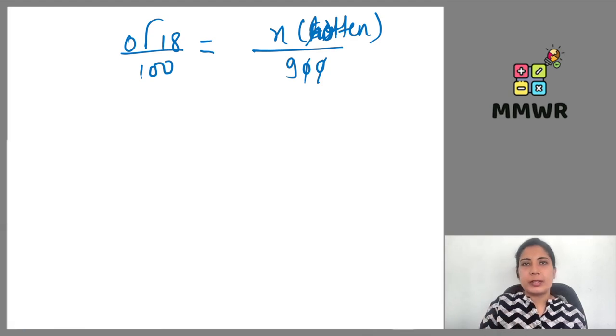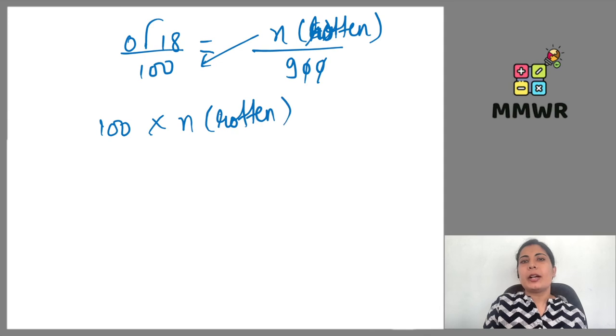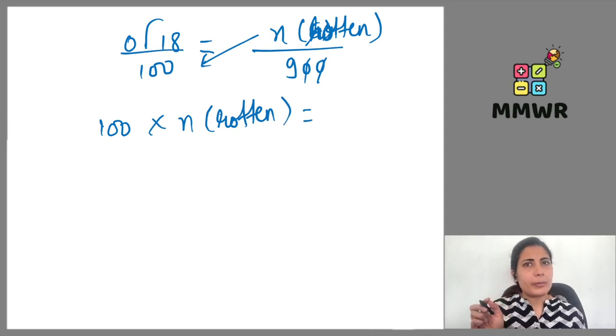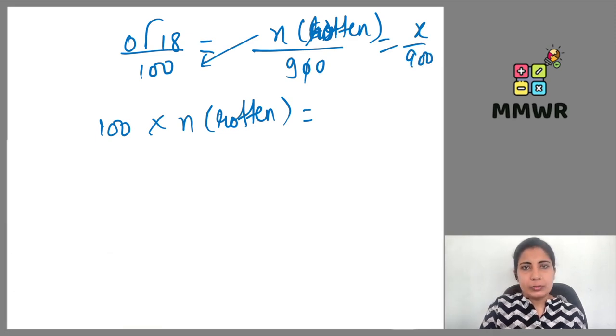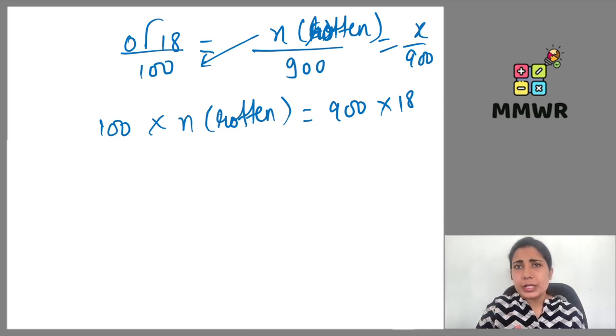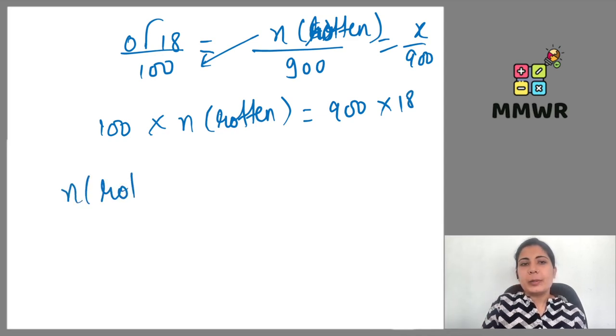Let's transpose it. Number of rotten apples will be multiplied with this 100. So 100 multiplied by number of rotten apples. We can write a variable also in this place, instead of number of rotten apples, x, y, z, any variable can be written, so that it becomes easy for us. Rather than writing number of rotten apples again and again, we can replace it with a variable. We can write it as x upon 900, right? Let me erase this also, otherwise it may create confusion later. So 900 multiplied with 18. Now you don't have to take the product. Number of rotten apples will be as it is.